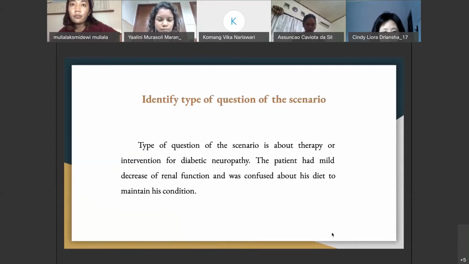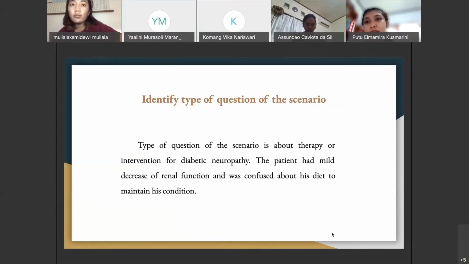Okay, for identifying the type of question of the scenario, the type of question is about therapy or intervention for diabetic neuropathy. The patient had a mild decrease of renal function and was confused about his diet to maintain his condition.